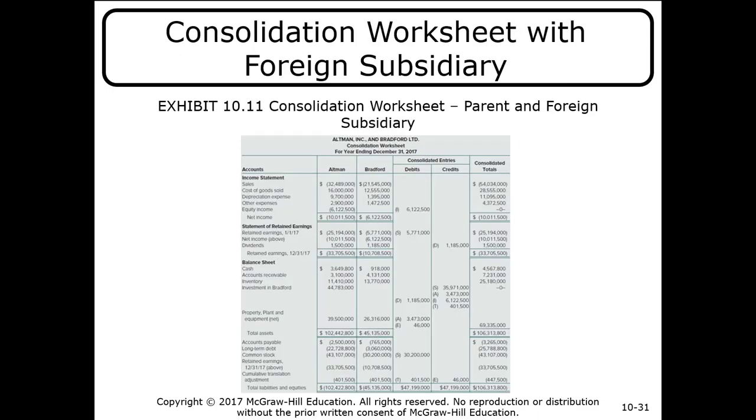So here's our worksheet for consolidated purposes. Once we translate that and get Buford in US dollars, then we can do the SADI entries: the S, the A, which is just the land, A entry, D is the dividend, I is the income, and then we have a translation adjustment that will also go to the investment in Buford, and that goes down in this other comprehensive income.